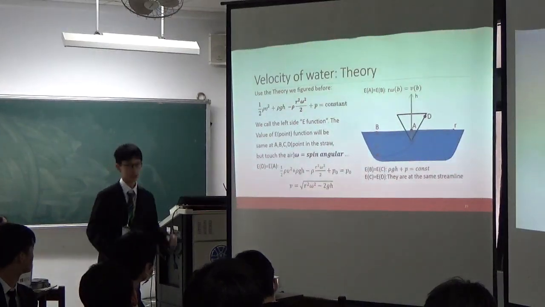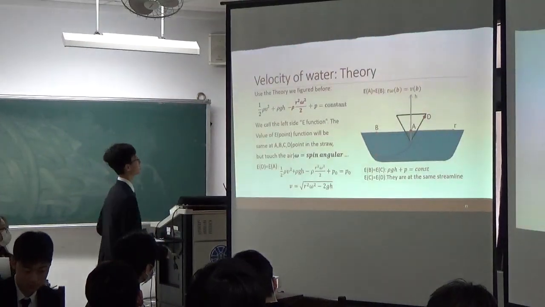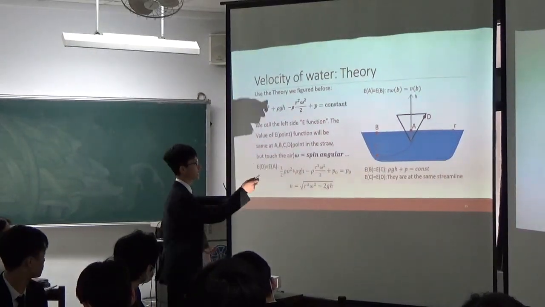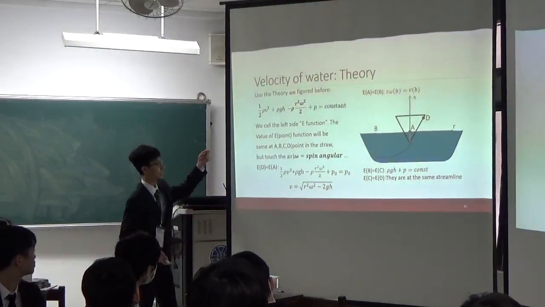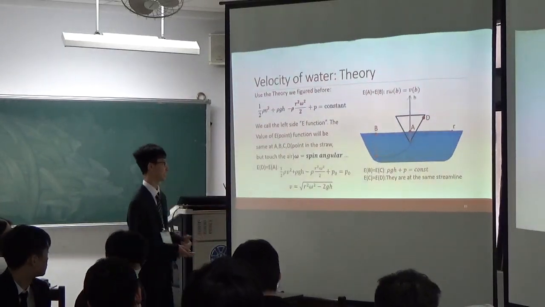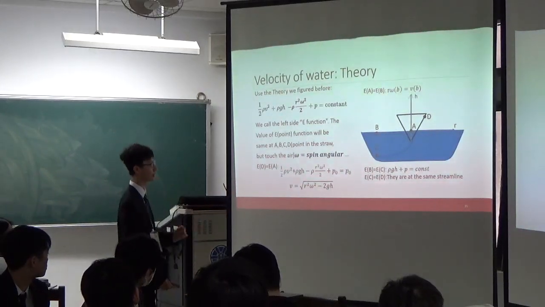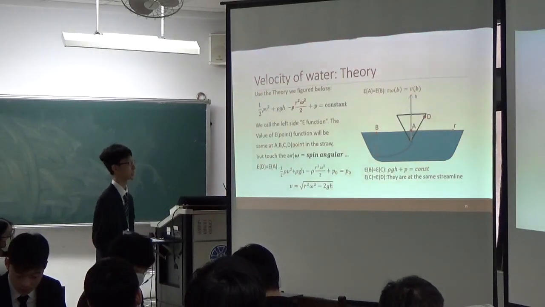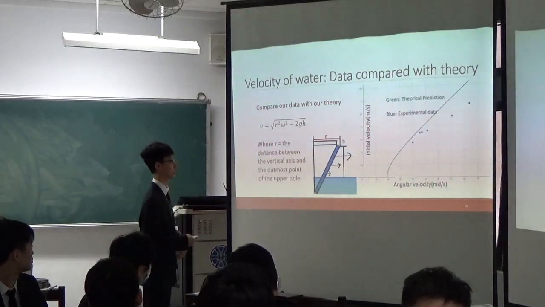Okay, we need to compare our experimental data with theory. We used the theory figure before, with these formulas, E, A, like this. So we call the left side the E function, and the E function of the D point is equal to the E function of the A point. So we can get the velocity of the D point inside the straw. Okay, let's do some more accurate math.